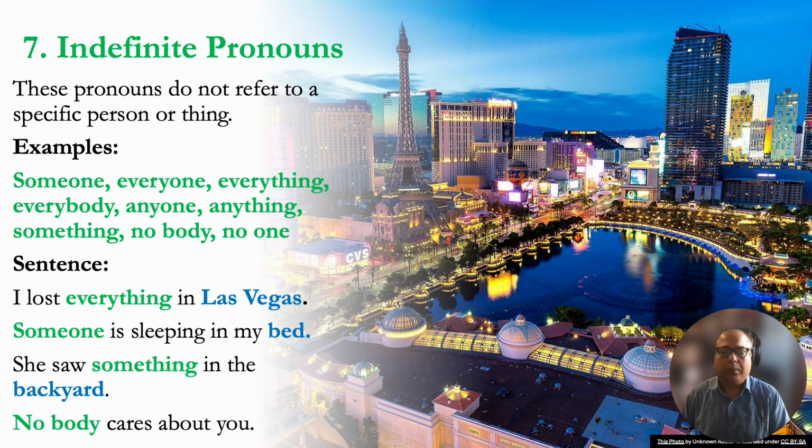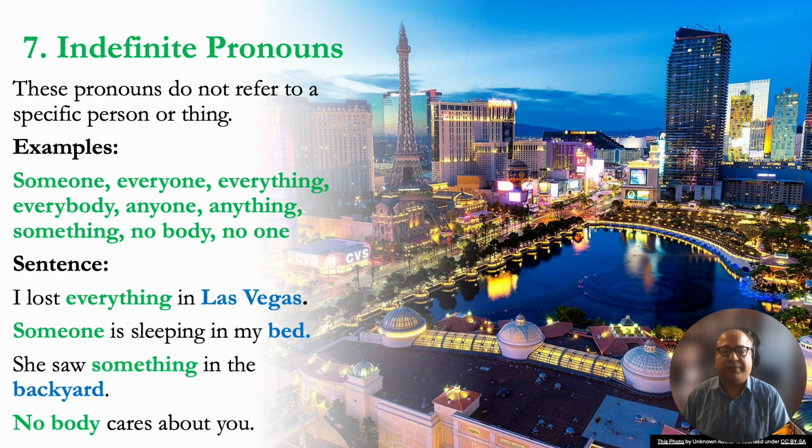Now, indefinite pronouns, as the prefix in suggests, they're not definite, they're not specific. So they do not refer to just one person, one specific person, or just one specific thing. They're more indefinite, like someone, everyone, everything, something, nobody, no one. So consider the sentences below.